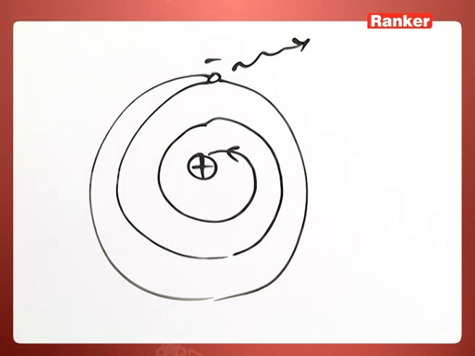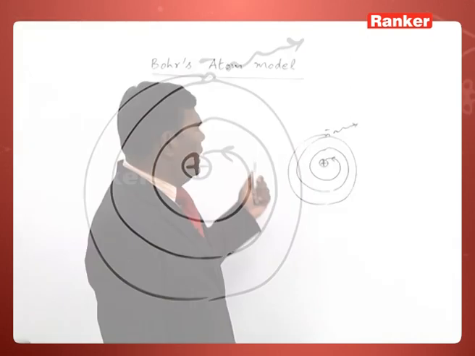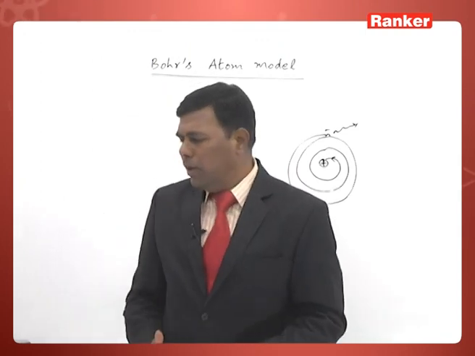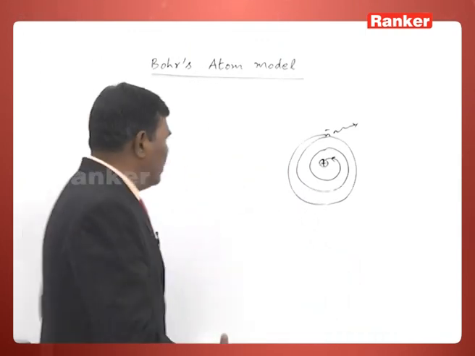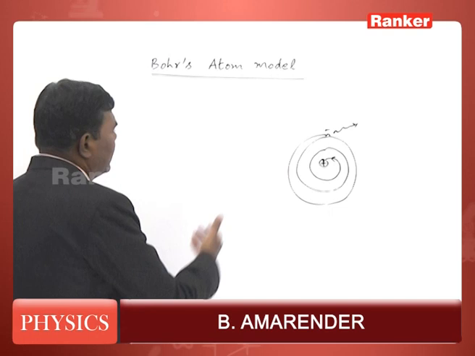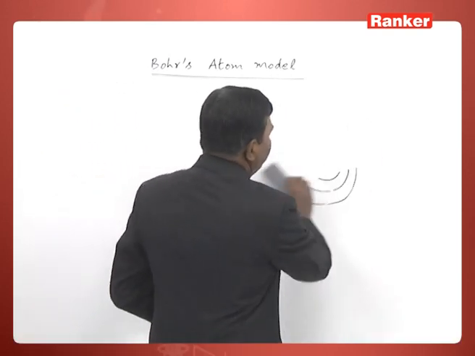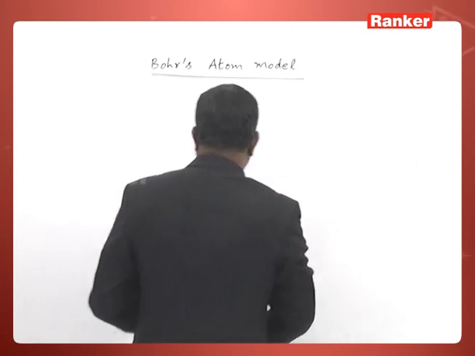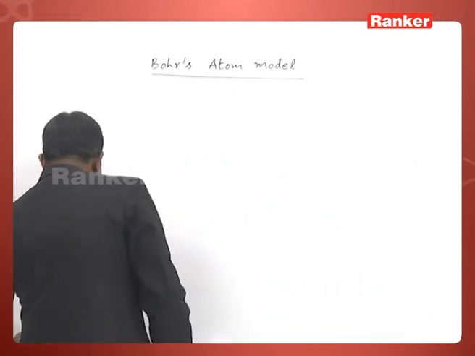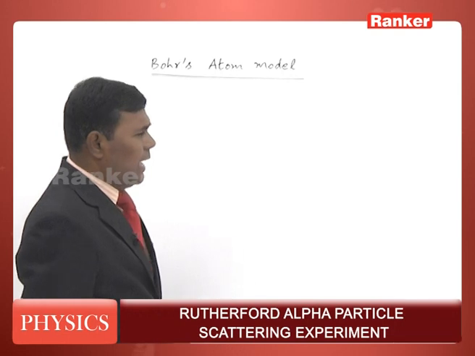To overcome this problem, Niels Bohr proposed a different model, where most of this picture is kept as it is, but he proposed certain postulates to overcome this particular problem. There are certain postulates according to this atom model.